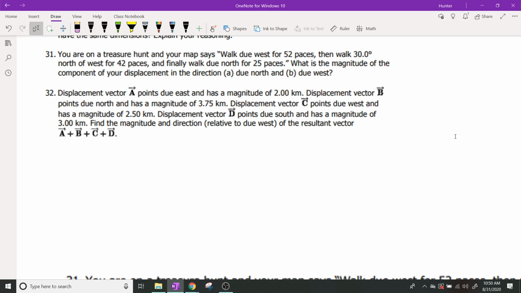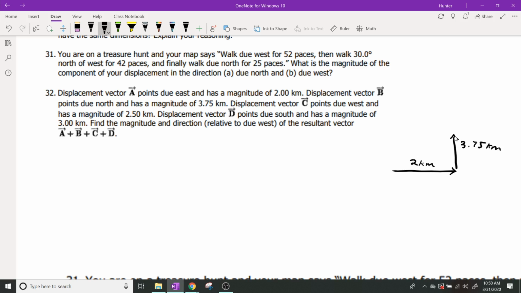So best thing to do is to just go ahead and draw a picture. East is to the right, so I'm going to start with A being to the east. And it looks like we're going east and then north and then west and then south, so we're kind of almost making a square. So to the east, we're going to go for part A. It's going to be 2 kilometers this way. Then the north is going to be 3.75, a little bit longer.